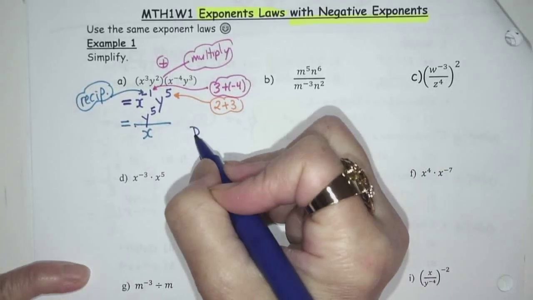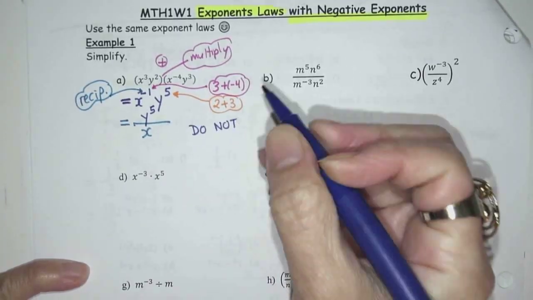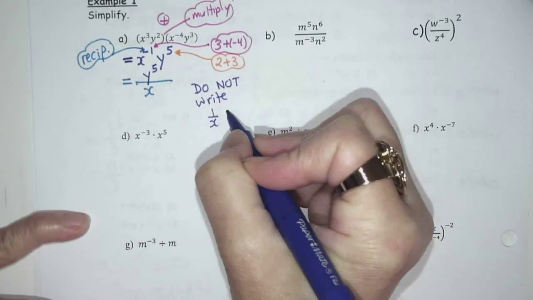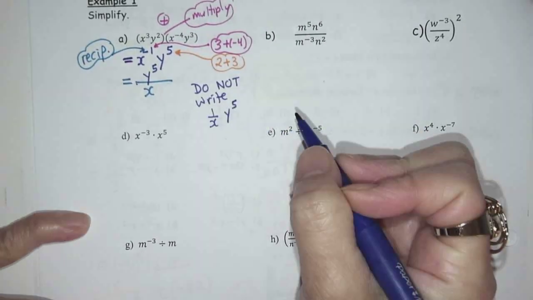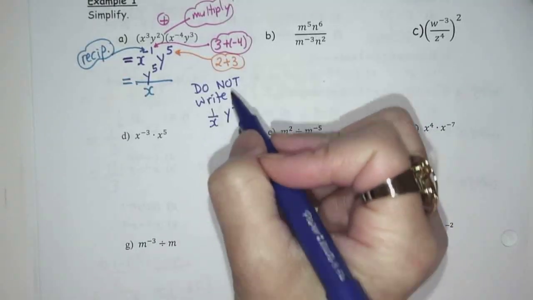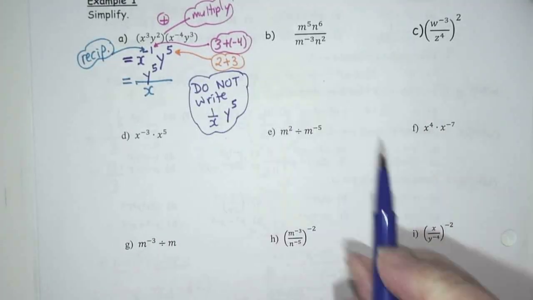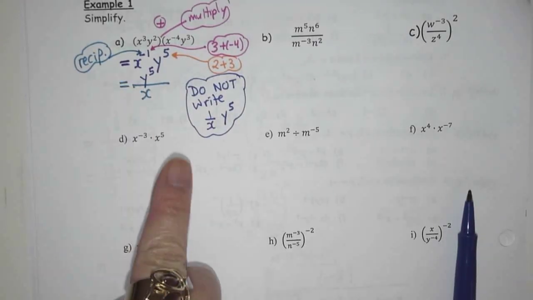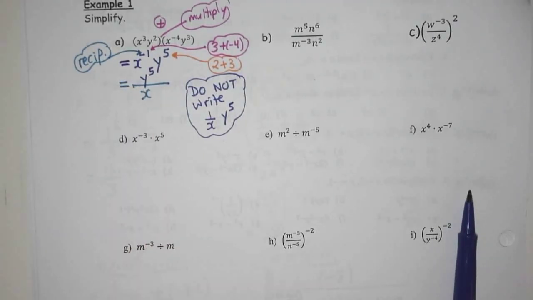I do not want you to write it like that. I want you to write it together. So we're going to write it as y to the 5 over x, not separate like this.